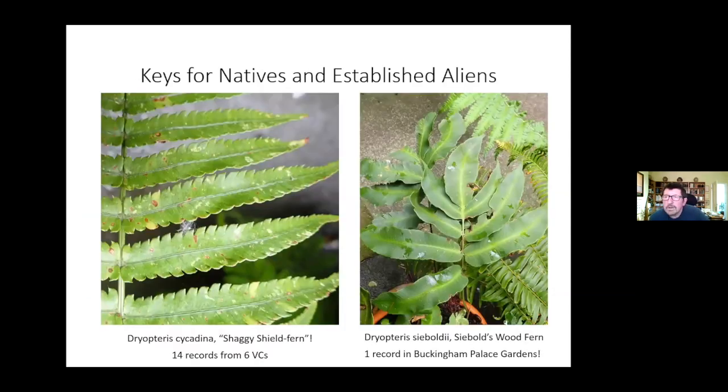Now, the keys, of course, are for native plants and a few established aliens. They completely break down when you start introducing exotic species, which do escape from cultivation. I've got this one in my garden. This is Dryopteris cycadina, which has escaped. There are 14 records now from 6 vice-counties. It's escaping into the wild, and it's one we might see in the future.